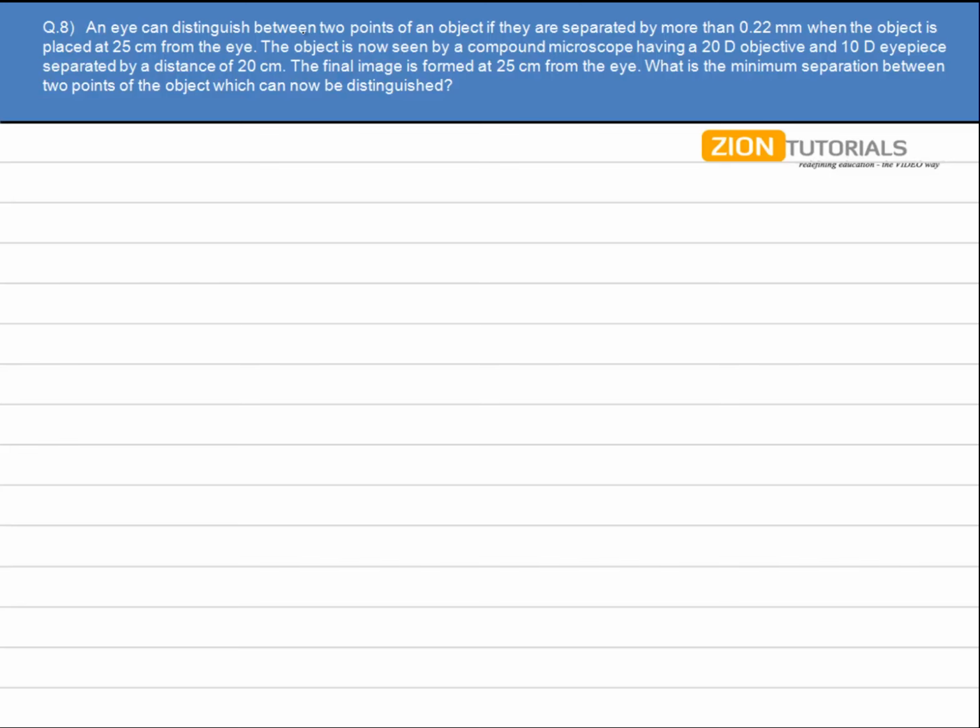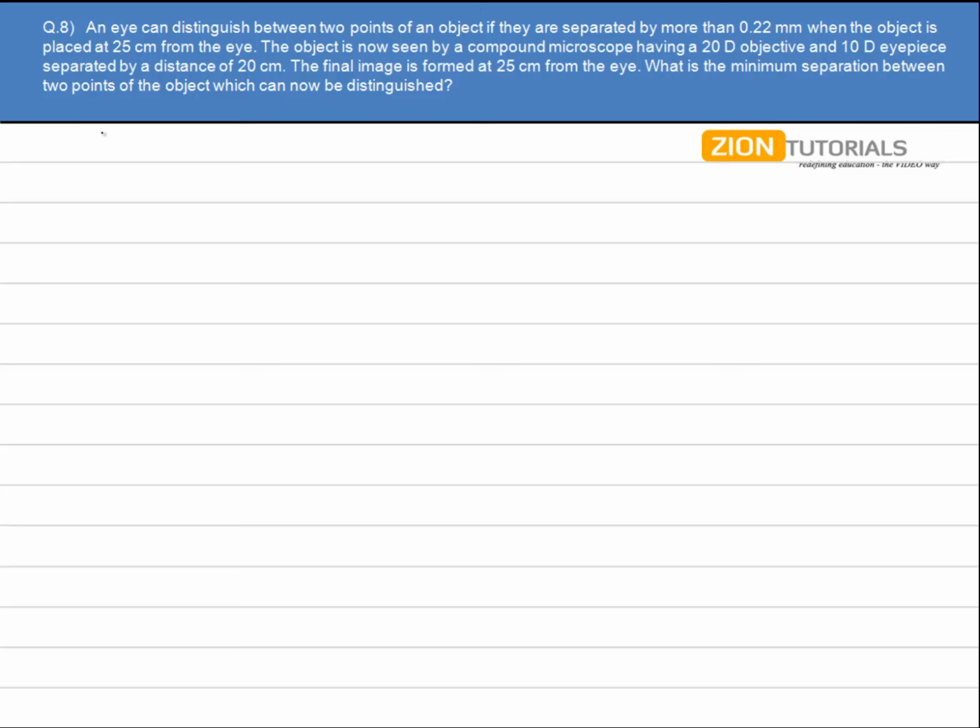An eye can distinguish between 2 points of an object if they are separated by more than 0.22 millimeter when the object is placed at 25 centimeter from the eye. The object is now seen by a compound microscope having a 20 diopter objective and a 10 diopter eyepiece separated by a distance of 20 centimeter. The final image is formed at 25 centimeter from the eye. What is the minimum separation between the 2 points of the object which can now be distinguished?